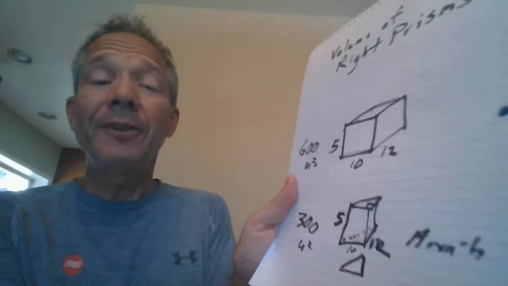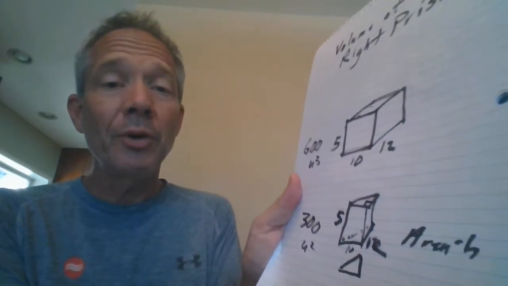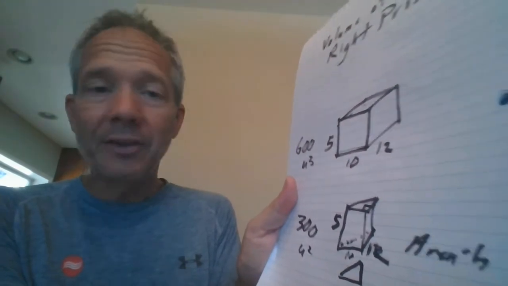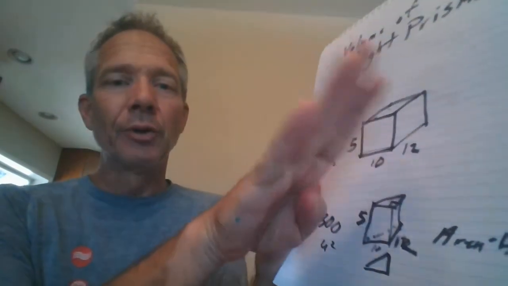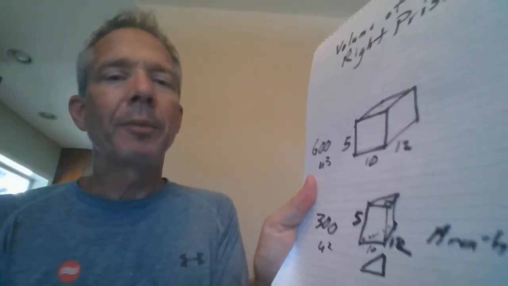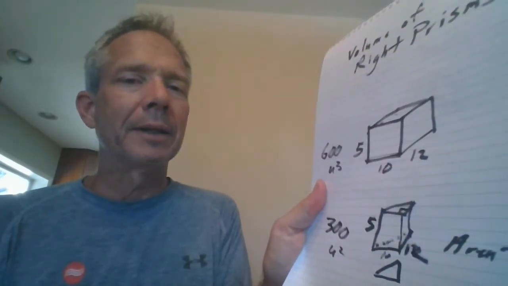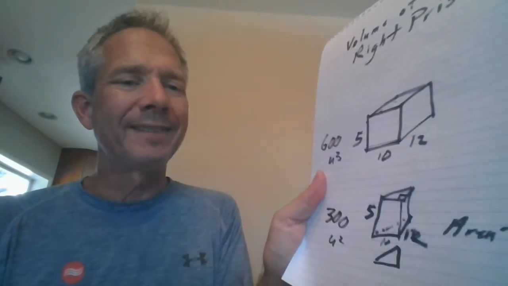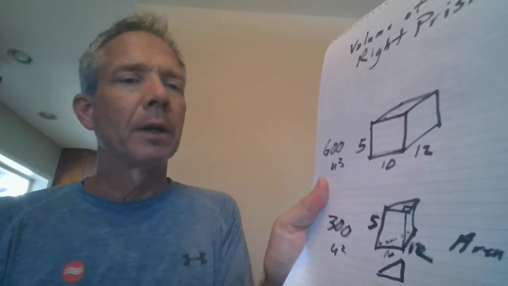I want to mention this formula, this area base times height. It works if it's a right prism. If it is a cone or anything that's pointy, it doesn't work. If this building is tilted, think like it doesn't have straight up and down sides, the formula doesn't work for that. It kind of does, but not really. So this is specific to right prisms.